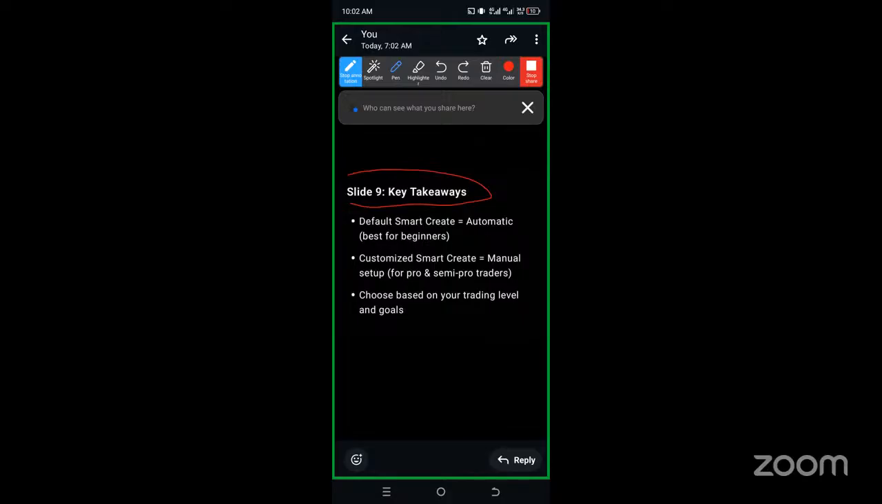Key takeaways. We are coming to the end. Key takeaways. We are now, of course, making a review of both. Default Smart Create is equal to automatic, best for beginners. Customized Smart Create is equal to manual setup for pro and semi-pro traders, the ones who have become professional and semi-professional, in other words, intermediary learners. And then choose based on your trading level and goals.